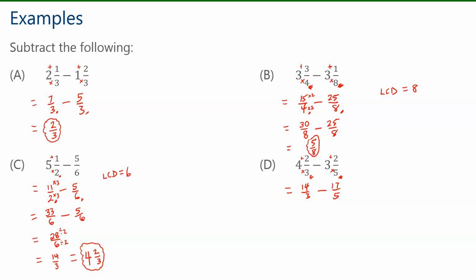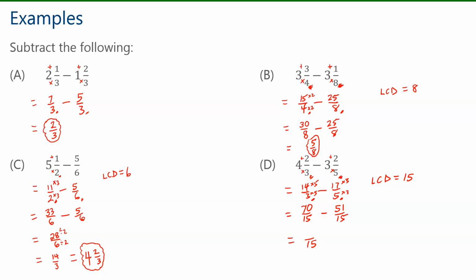When I look at my denominators now, 3 and 5, they are indeed different, so we do need to find the LCD. The LCD for 3 and 5 is 15. I need to write an equivalent fraction, an equivalent improper fraction for each. 3 times 5 is 15. 14 times 5 gives us 70. 5 times 3 is 15. 17 times 3 gives us 51. So we have 70 over 15, subtract 51 over 15.